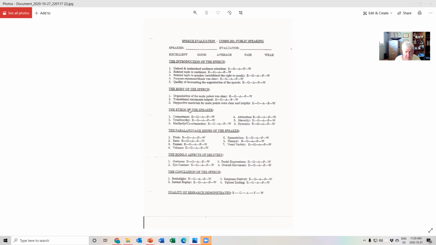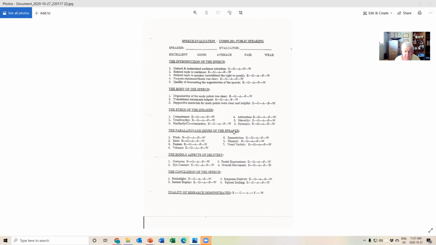Again, the letters stand for excellent, good, average, fair, and weak. And all I do is circle these, and then sometimes I make comments on the side. I might do a comment here and say, good job relating it back to here. Or I might say, you needed to strengthen this up here. So there are different little comments I make, so in the next speech, you know how to improve. But mostly watch the circles, because that tells you what to do in improving.